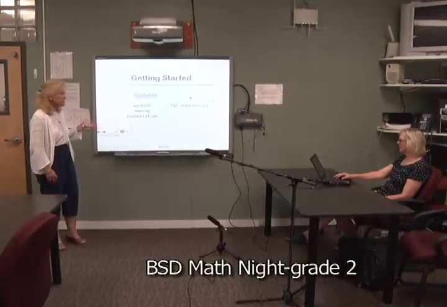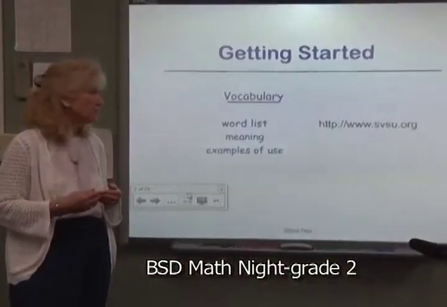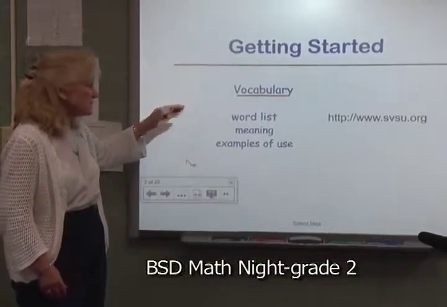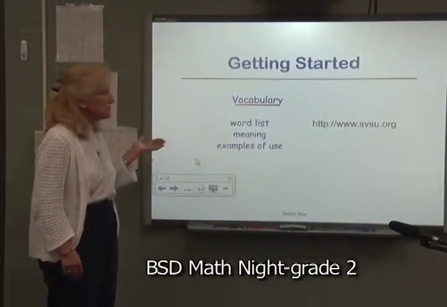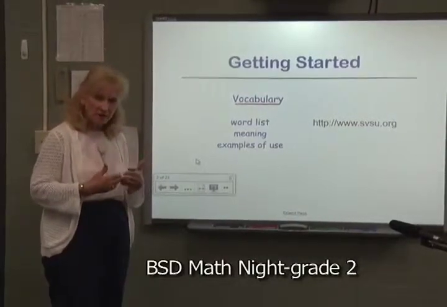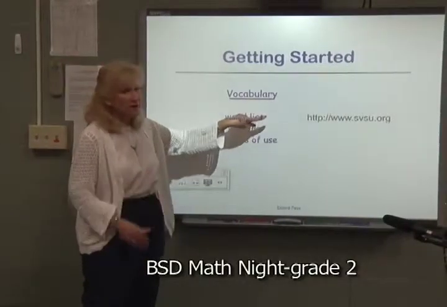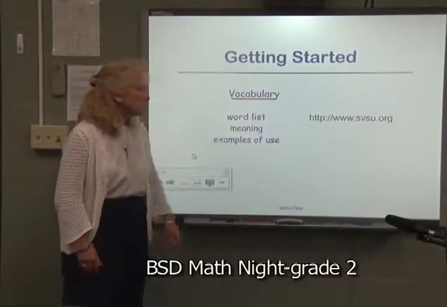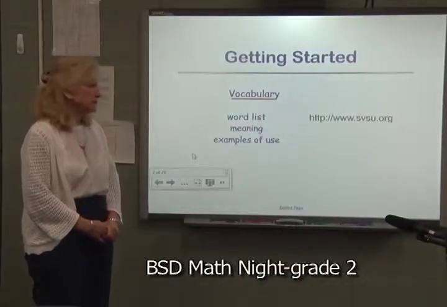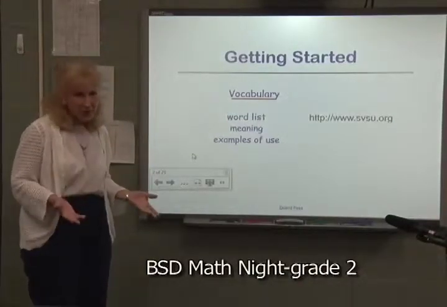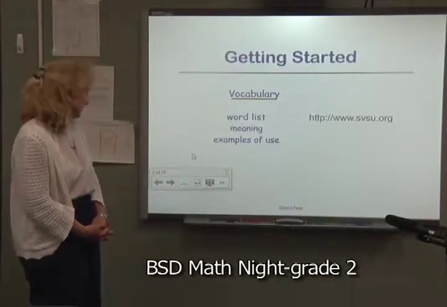We're going to get started with vocabulary. There's a specific math vocabulary for each grade level. We have word lists, what the meaning of the words are, and examples of how they're used. There's a list for kindergarten, first grade, and second grade. Those lists live online at the SVSU webpage. You can go to the curriculum part of that site and work your way through. You can always email me and I'll send you a copy also.